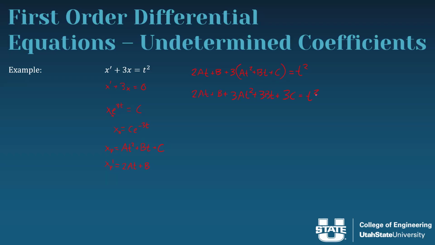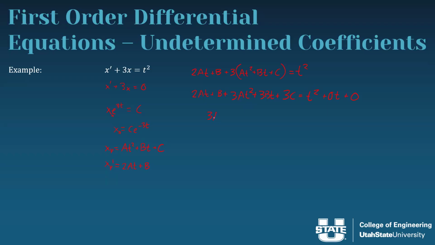Now we can pretend like this right-hand side also has a t and a constant, but in front of the t is a 0, and your constant is a 0. We know that all the coefficients on the left side in front of a t squared have to add up to all the coefficients on the right side in front of a t squared. By following this rule, we can create a system of 3 equations just from this one equation.